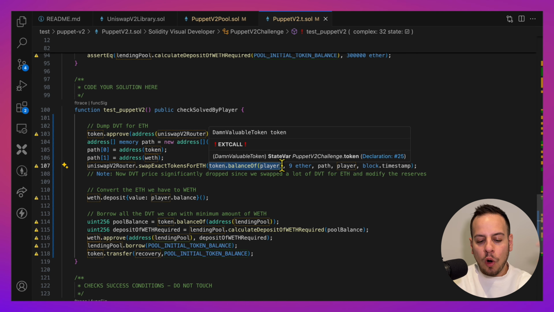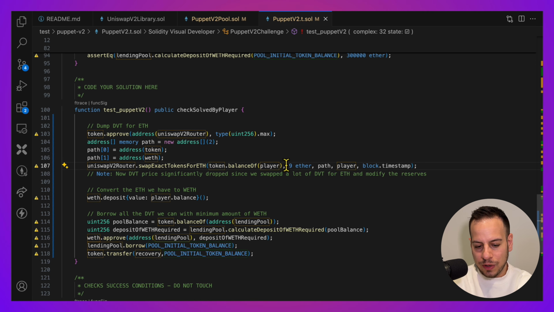And we want to swap all our DVT tokens, all the 10K tokens, and we expect to receive at least 9 Ether. We're not going to get all the 10 ETH because there is some kind of fee and slippage and so on. So we're going to get 9 plus. We send the path, we're going to receive the funds, the player account, and the block timestamp.